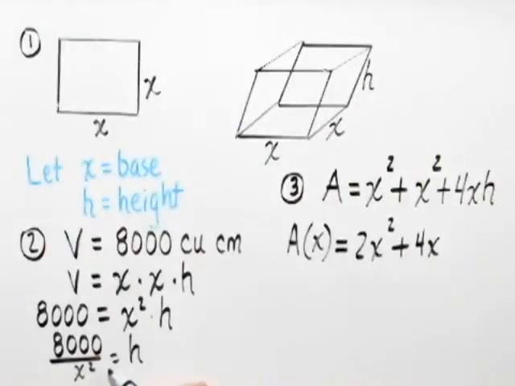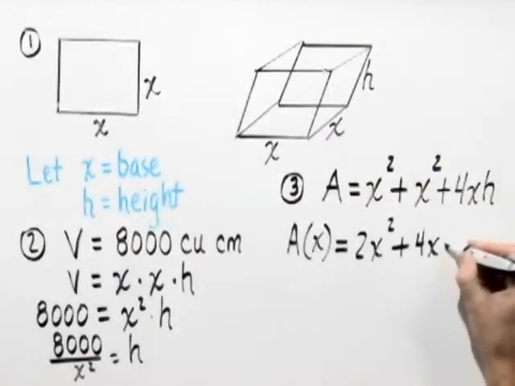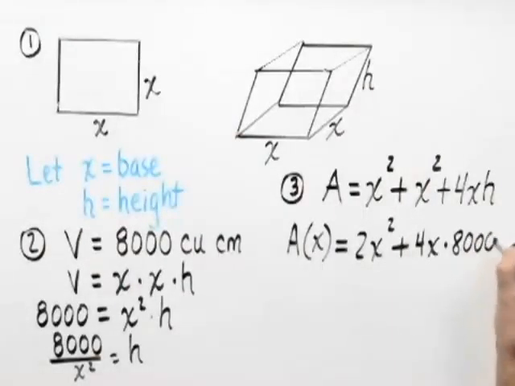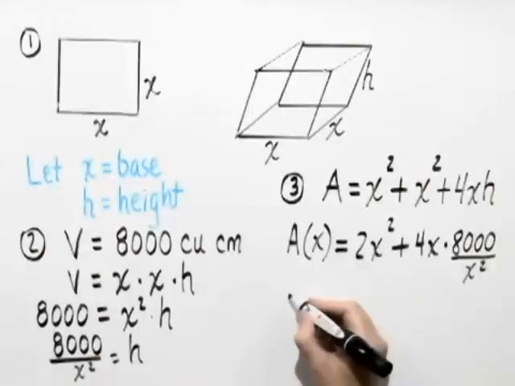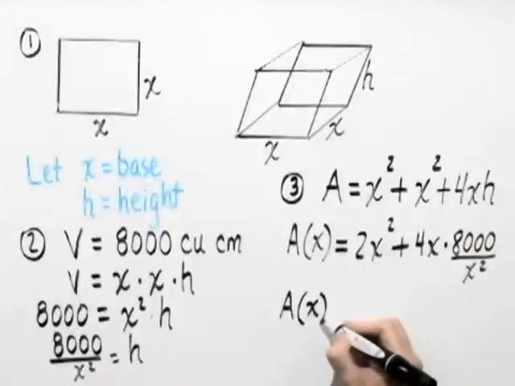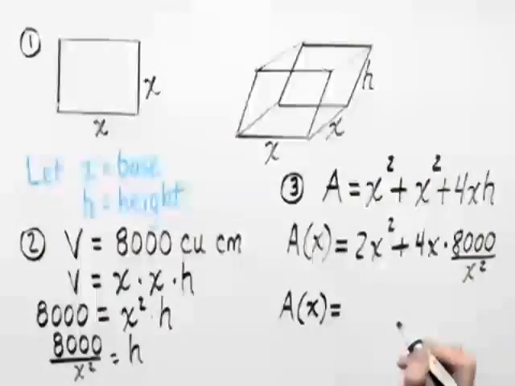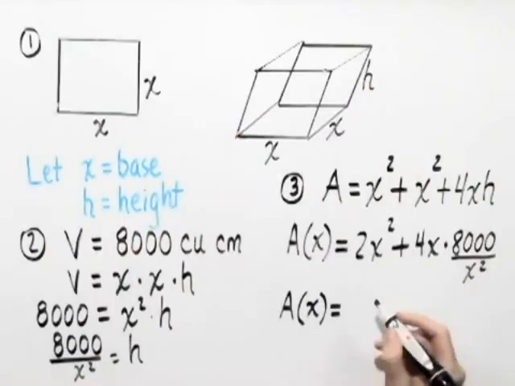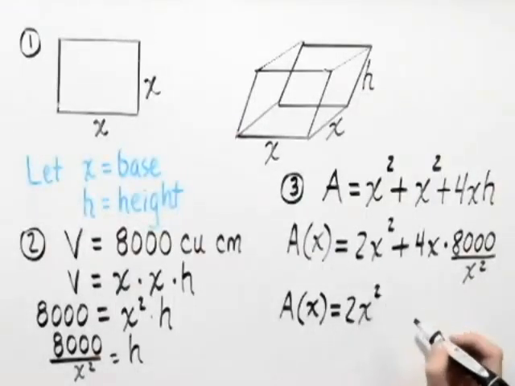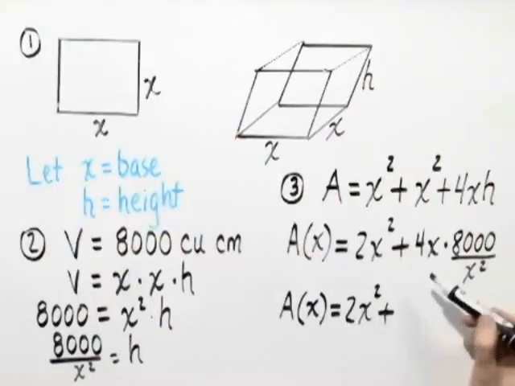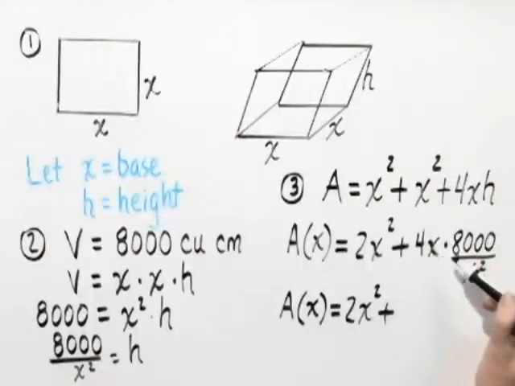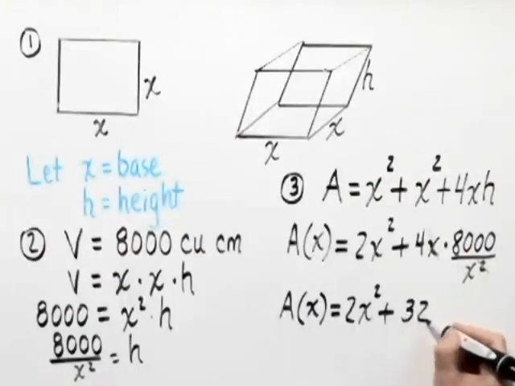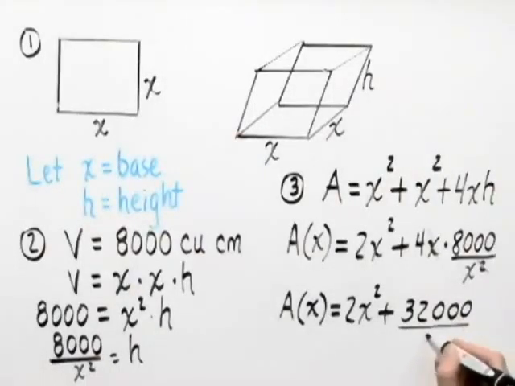But remember, in part 2, we solved for h. We found out that h was 8,000 divided by x squared. So we'll put that in here: 8,000 divided by x squared, and we can simplify this right-hand side. And so we have A of x is equal to 2x squared plus, notice we have 1 x cancels with 1 x in the denominator, so we have 4 times 8,000, or 32,000, divided by x.